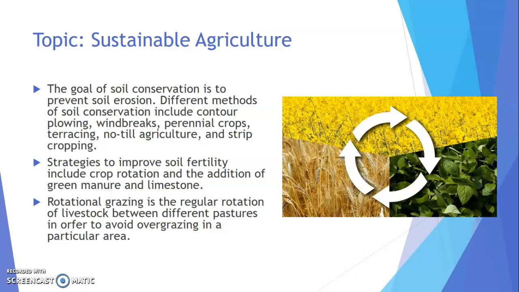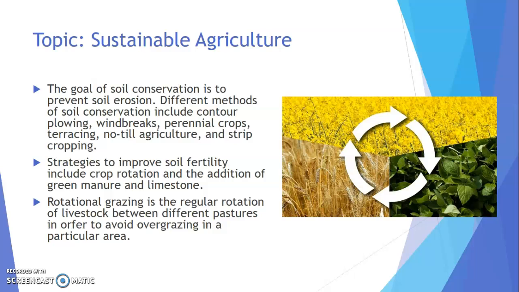So remember, green manure, when we say it's green, it's just organic. So you're basically using an organic fertilizer. And remember, limestone acts as a natural buffer against acid rain, so it can help keep your soil neutral. Rotational grazing is the regular rotation of livestock between different pastures in order to avoid overgrazing in a particular area. And remember, overgrazing can lead to cattle pulling up the roots of grasses, which can lead to soil erosion.